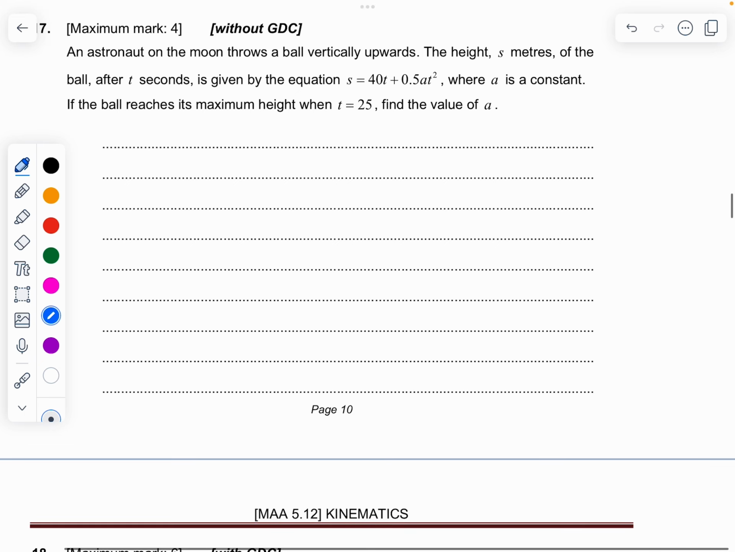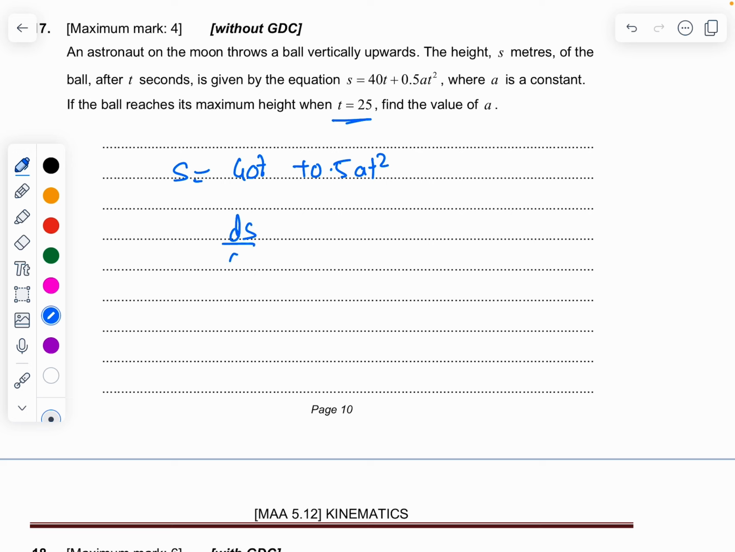Question number 17. An astronaut on the moon throws a ball vertically upwards. The height s meters of the ball after t seconds is given. If the ball reaches a maximum height at t equals 25, find the value of a. So s equals 40t plus 0.5 a t square.